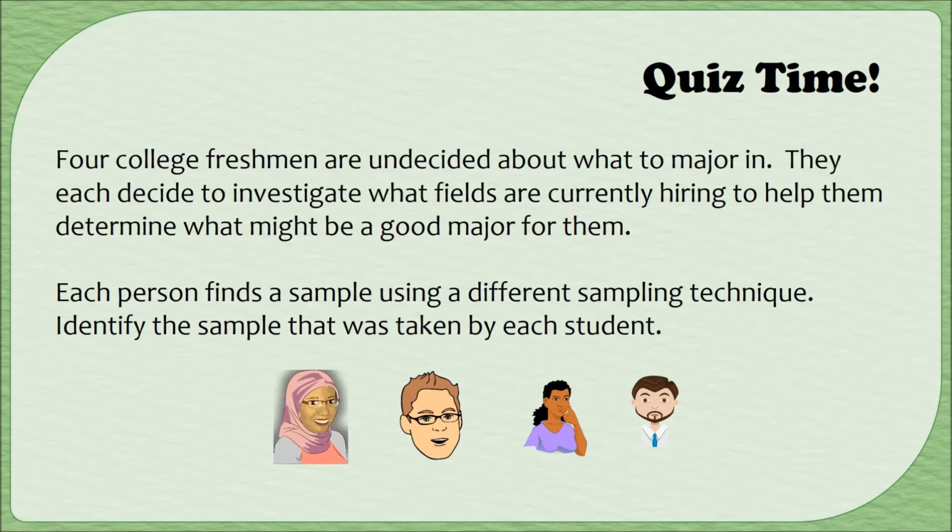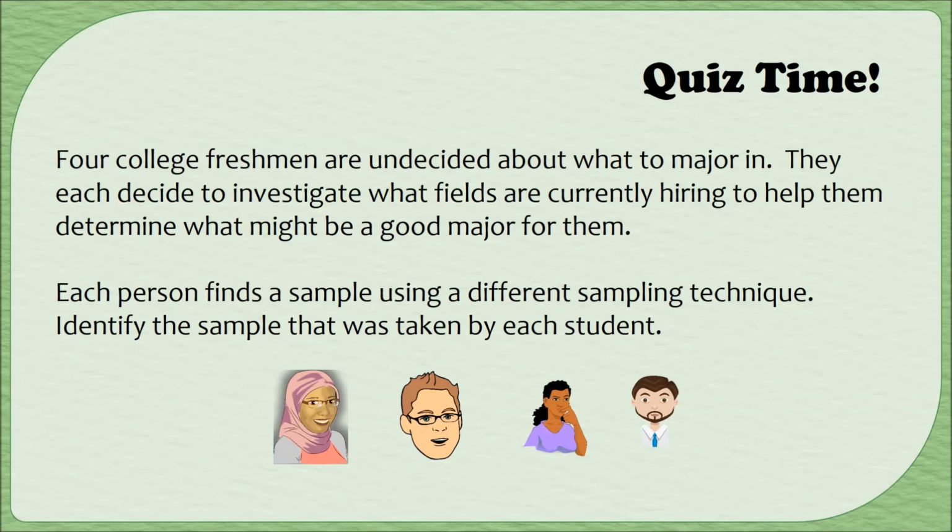Okay, so now that we have looked at the different types of sampling in one context, let's see if we can identify samples in the wilderness, is how I think of them. So we have 4 college freshmen, and they don't know what they want to major in. They don't know what they want to do. So each of them decides to investigate what fields are currently hiring in order to help them decide what might be a good major to study.